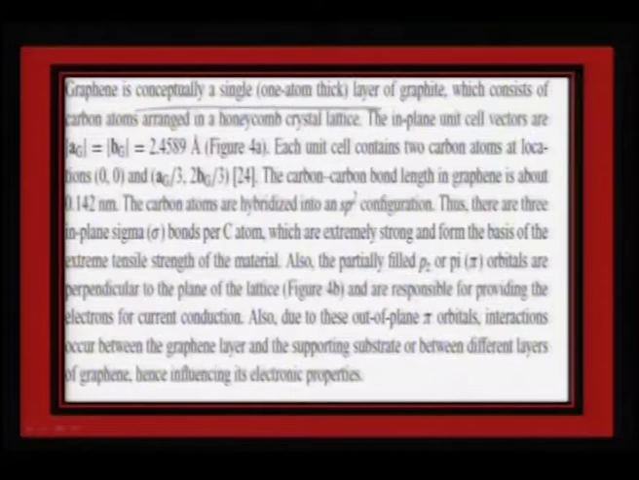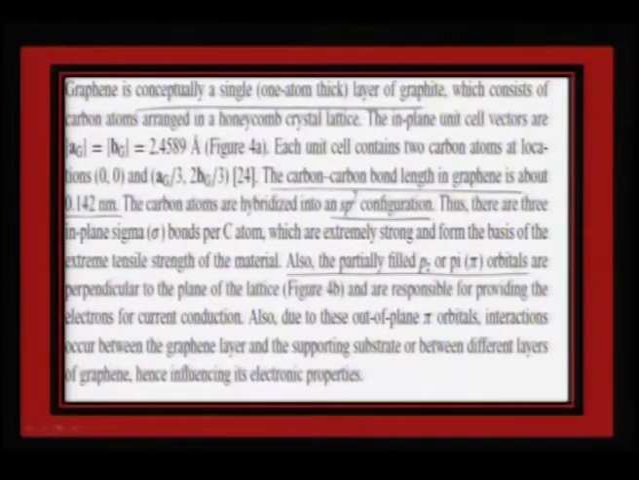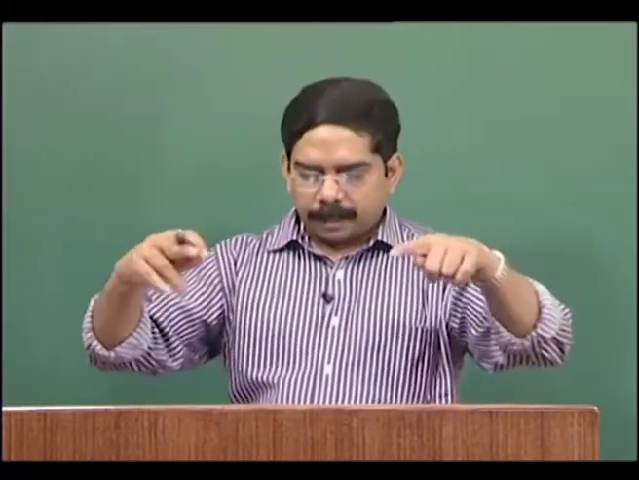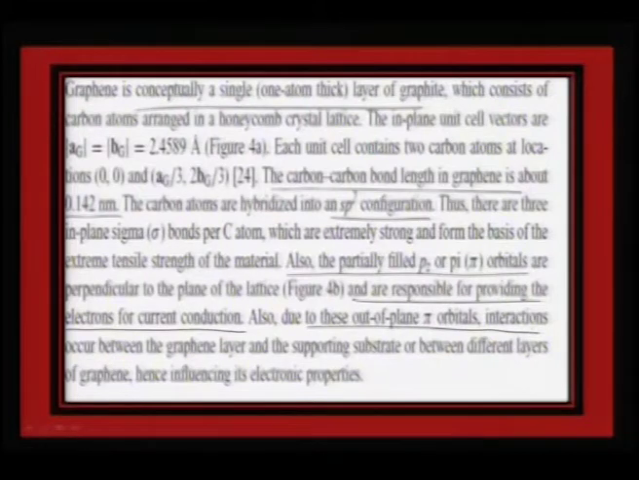Graphene is actually a single layer of graphite, as we have seen, and the carbon bond in graphene is typically of this order, and it is sp2 hybridized. Actually, if you see, we have partially filled pz or p pi orbitals, which are perpendicular to the plane of the lattice, and these are responsible for providing electrons for conduction. So, it is more like a benzene ring, where your pi orbitals are perpendicular to the plane and your sigma orbitals stabilize the bonding, and therefore, due to these out of plane orbitals, interaction between graphene layers and supporting substrates or between different layers also influences the electronic properties.